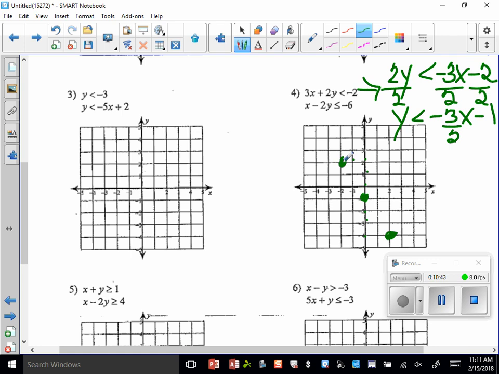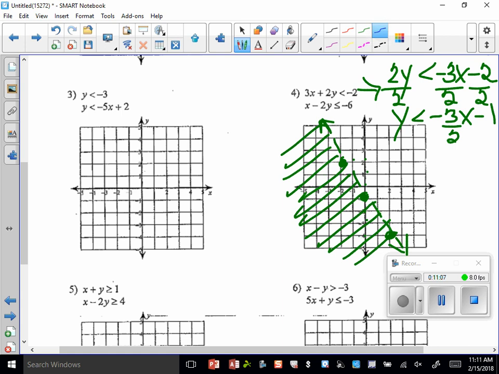All right, do we do solid or dashed this time, guys? Dashed, okay. There's no solid line under it. And since it's less than, we're going to shade which way? Below. Very good. All right, so there's my first line. So let's do the second one. So I'm going to move the x to the other side. So I'm going to end up with negative 2y is less than or equal to negative x minus 6.